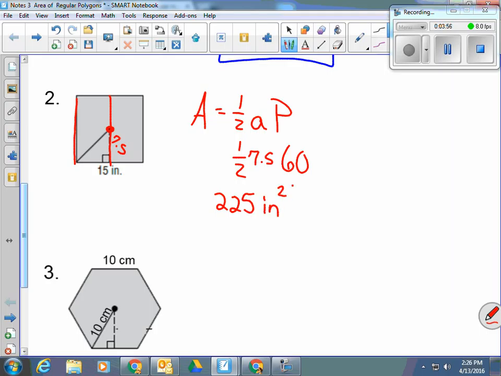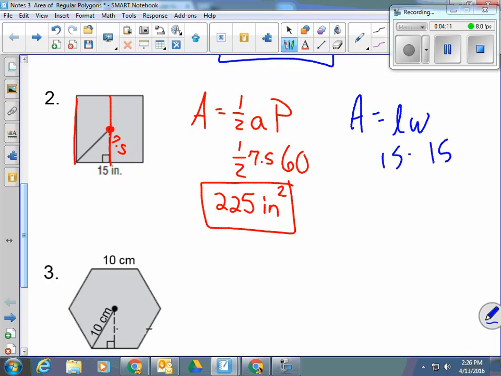Boy, I just tricked y'all bigger than Christmas. What shape is that? That's a square. Now why would you use that formula for area of a square? Wouldn't you just do length times width, which would be 15 times 15, which would be 225? Can I get the same thing? It still worked. It should. It's a regular shape, so it should work for a regular polygon. Are you with me?